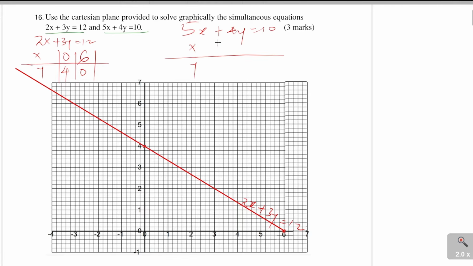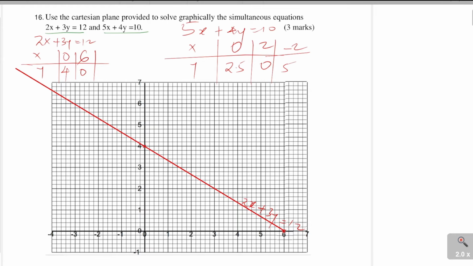So we have at least 2 points for these again. When x is 0, y will be 2.5. And when y is 0, x will be 2. And still you can use another point. I'm adding another one because I don't like using the decimals so much. So let me see. If you have x as -2, you'll have y as 5. That is another possible point. So let me use any 2 points here.